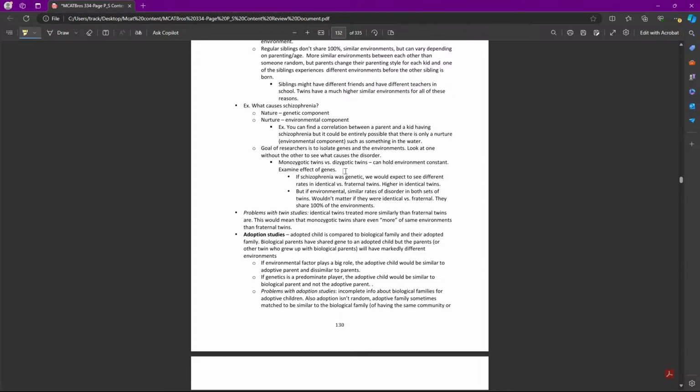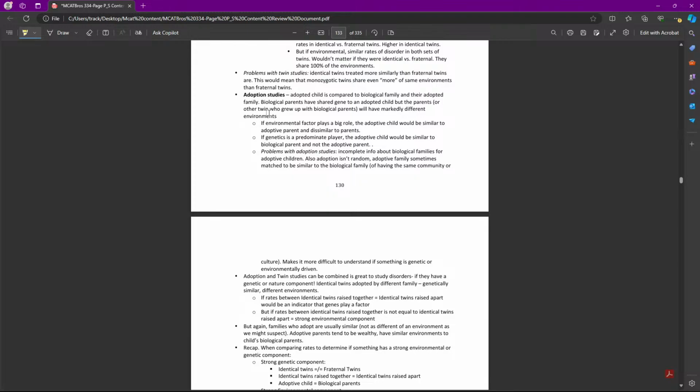The goal of the research is to isolate genes and environment, and look at which genes are related to the disorder. Monozygotic and dizygotic twins can hold the environment constant to examine the effect of genes. If schizophrenia is genetic, we would expect to see a different rate in identical versus fraternal twins, higher in identical, let's say. But if it's environmental, we should see similar rates in both types of twins. It wouldn't matter if they're identical or fraternal. Problems with twin studies? Identical twins are treated more similarly than fraternal twins. This would mean monozygotic twins share even more of the same environment than fraternal twins.